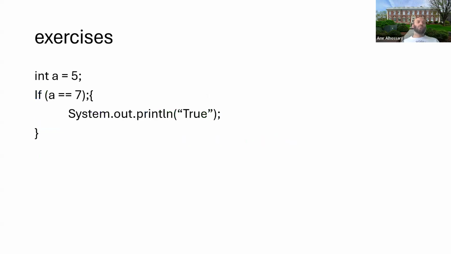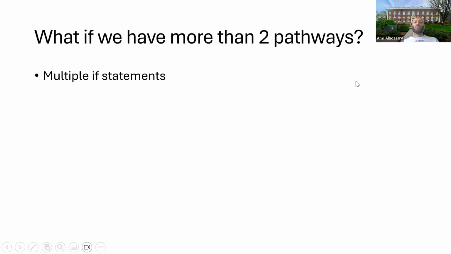Similar here. Okay, we have this exercise: integer A equals 5, if A equals 7, which is false, it will print nothing. Okay.